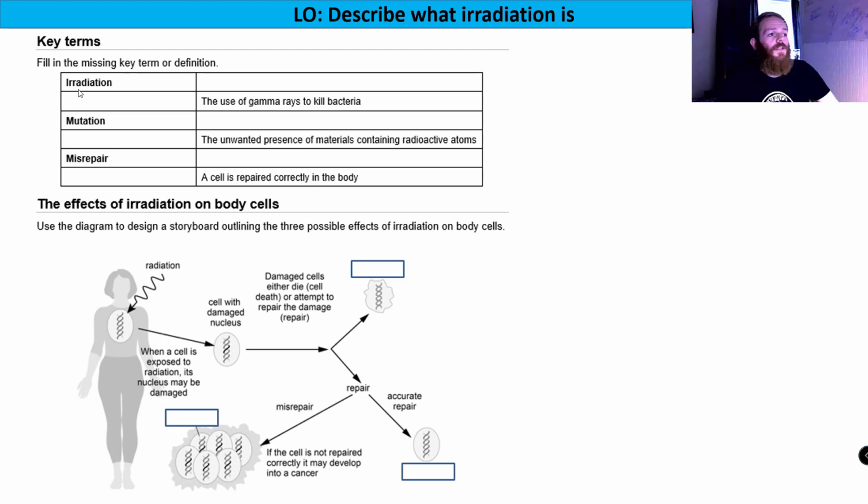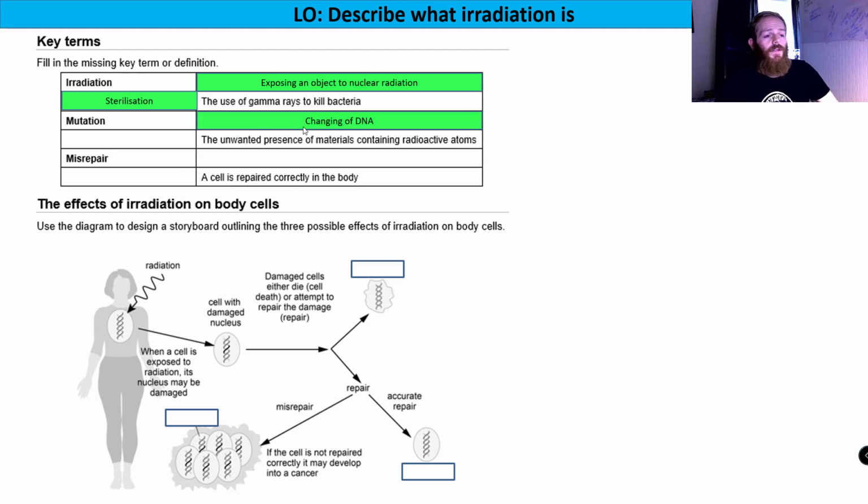Okay, let's go through the answers for that. So irradiation, the definition of that is exposing an object to nuclear radiation, just exposing it to it. This one, the use of gamma rays to kill bacteria, is sterilisation. And you've probably heard of sterilisation before, as in something has been sterilised. And if it's sterilised, then it doesn't pose a threat to you in terms of bacteria or microorganisms.